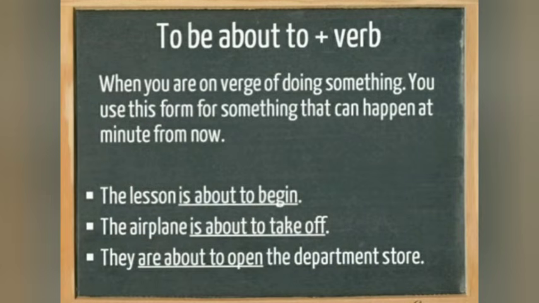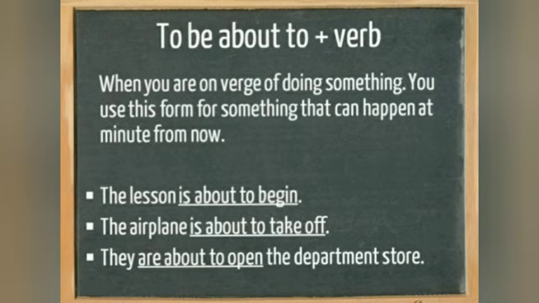To be about to plus base form of the verb is yet another expression of future time reference. This structure is used when you are on the verge of doing something. You use this form for something that can happen any minute from now. Means this structure is used when the expected action is going to happen any minute in the immediate future.